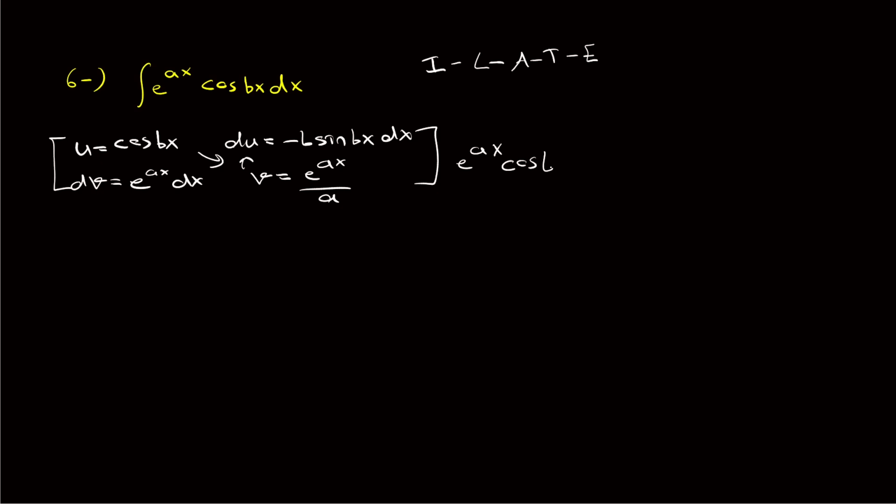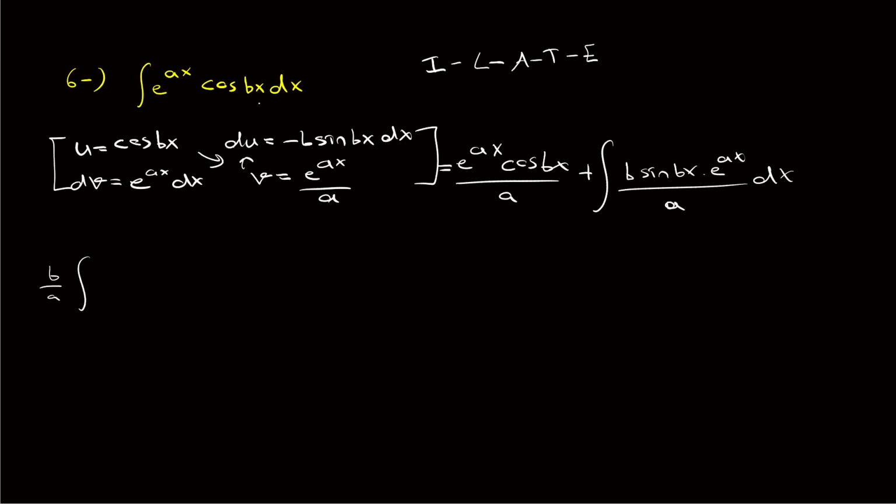by cosine of bx over a minus integral. There's another minus, so it's going to be a plus. B sine bx e to the ax over a dx. I have to do another integration by parts, so I will do it here. Let's take this integral. It is going to be b over a. I can take it out.